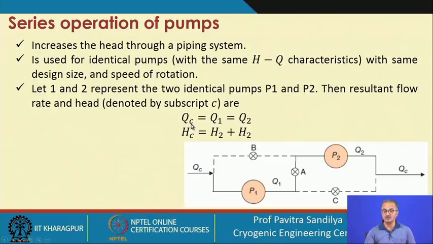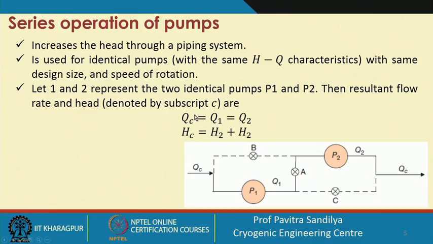So, that is why we are writing QC is equal to Q1 plus Q2, and on the other hand we are writing that the total head will be equal to H1 plus H2, the head given by each of the pumps. That means, whenever we need to increase the head without increasing the capacity, we shall go for the series connection, and if we want to keep the head constant but want to increase the capacity, then we will go for the parallel connection.